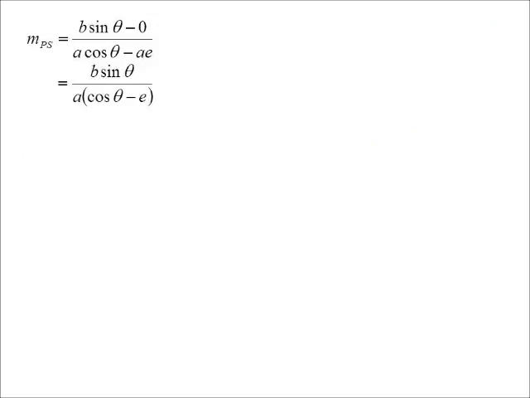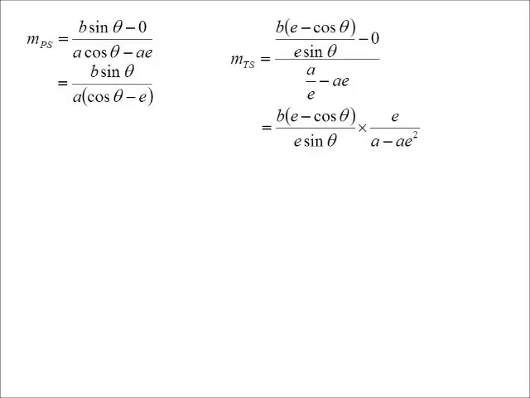Okay, slope PS, b sin theta minus 0 over a cos theta minus ae. That tidies up to be b sin theta on a cos theta minus e. And slope TS. A little bit more work to do here to tidy this one up. Fractions on fractions, yuck. But if I multiply top and bottom by e sin theta, that would get rid of it, wouldn't it? Oh, I've just inverted and multiplied. Fair enough. So I've inverted and multiplied, but turning the bottom one into a complete fraction. e will cancel and so on.